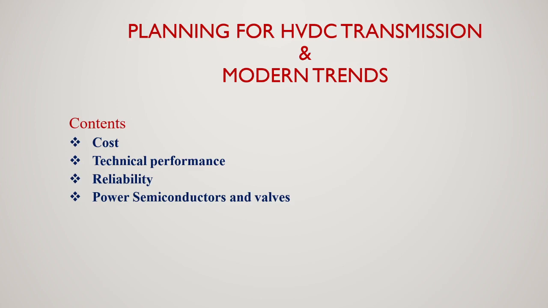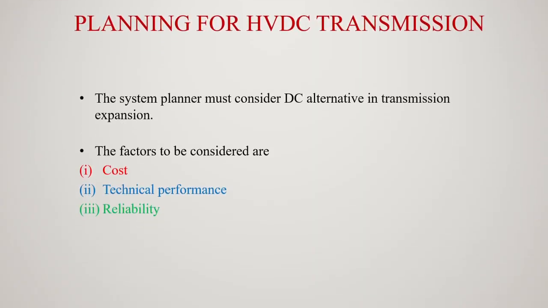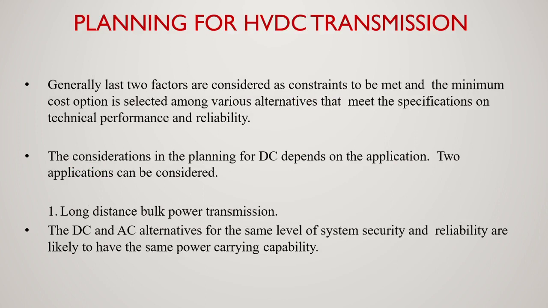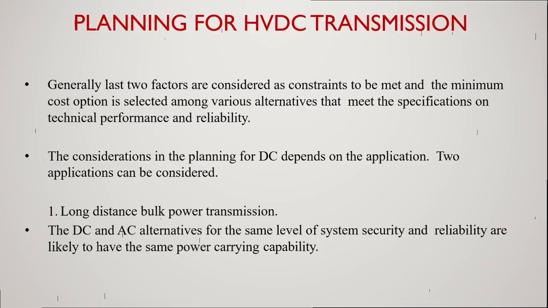So the factors to be considered before we plan for HVDC transmission system are cost, technical performance and reliability. Technical performance and reliability will be considered as constraints to be met, and the minimum cost option is selected among various alternatives that will meet the specifications on technical performance and reliability. So the two applications which can be considered as representative are long distance bulk power transmission and interconnection between two adjacent systems.